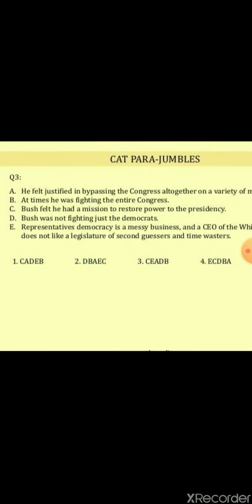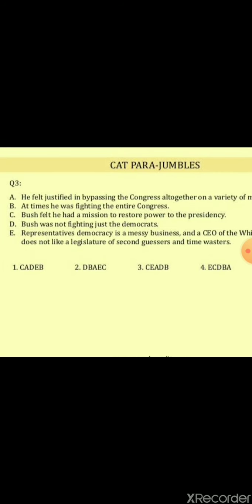Look at the sentences. Question 3, we have 5 sentences here, A, B, C, D, E. Don't consider this is the right order in the logic. There is no sense if you will start reading this sentence. "He felt justified in bypassing." No, this sentence is not in the right order. The order you need to change, means you need to go for the right order. 4 options have been given to you.